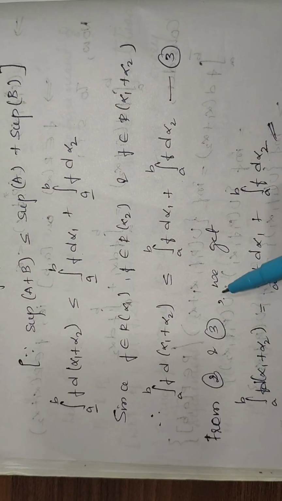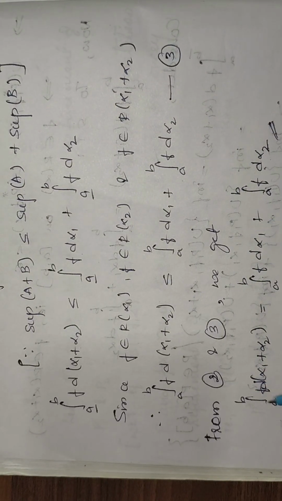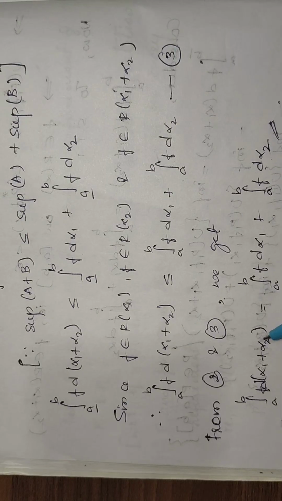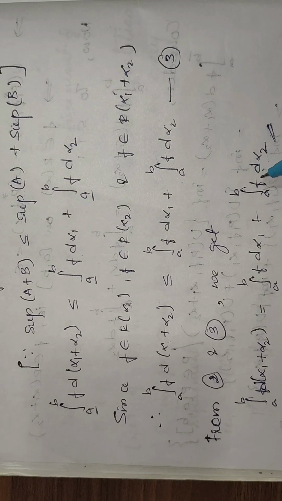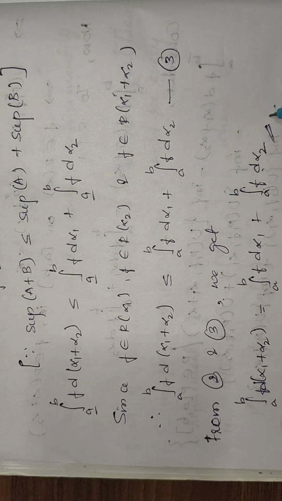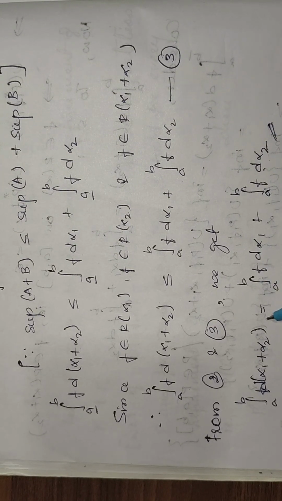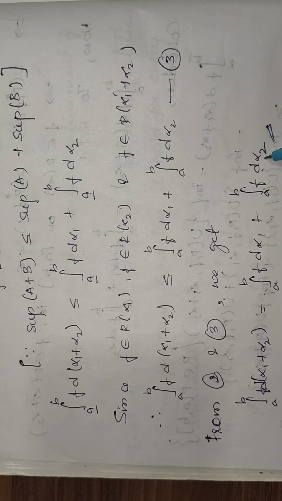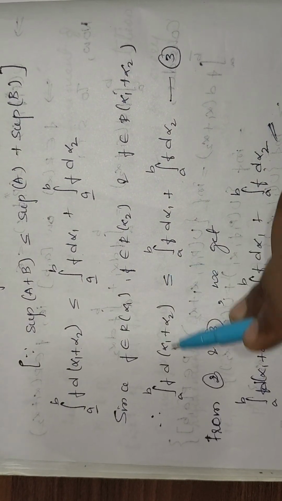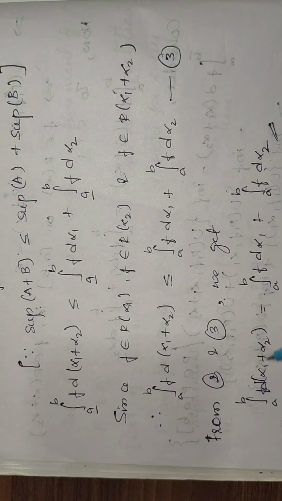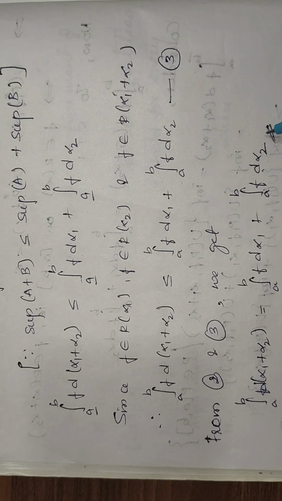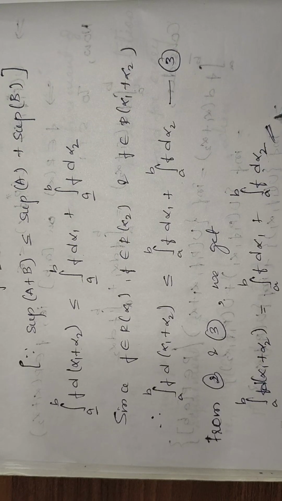Therefore, from 2 and 3, we get integral a to b f d(alpha 1 plus alpha 2) equal to integral a to b f d alpha 1 plus integral a to b f d alpha 2. Because from equation 2, this is greater than or equal to these two terms, and from equation 3, this term is less than or equal to these two terms. So from 2 and 3 together, this term is equal to these two terms. And this is all about the second part of the theorem. Thank you.